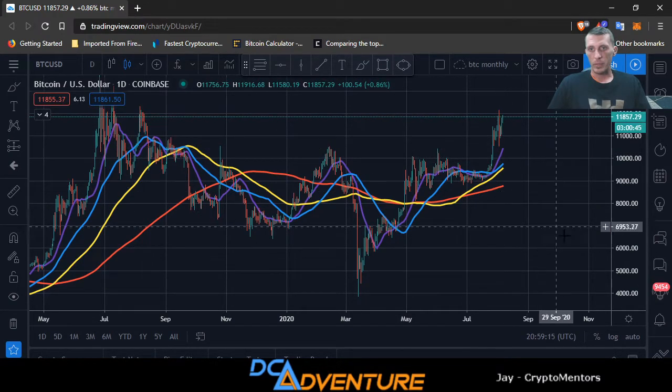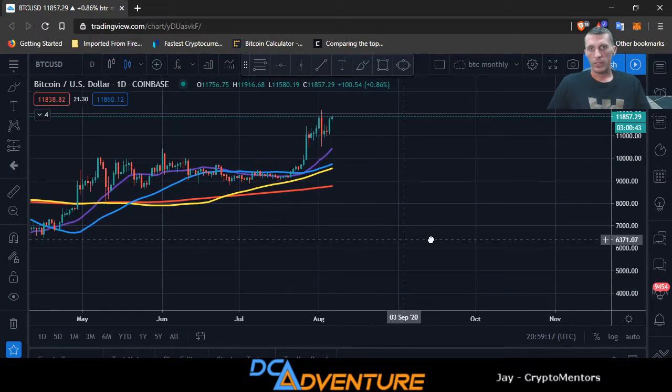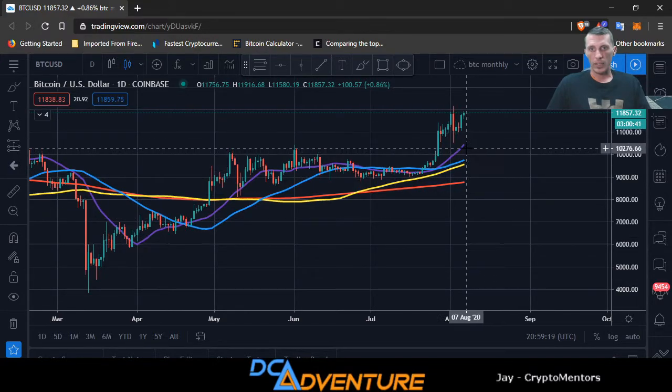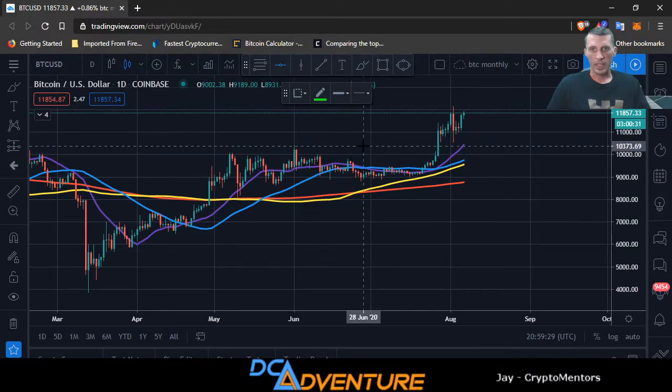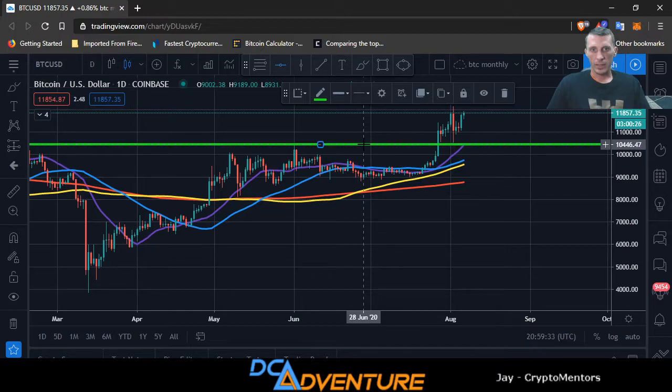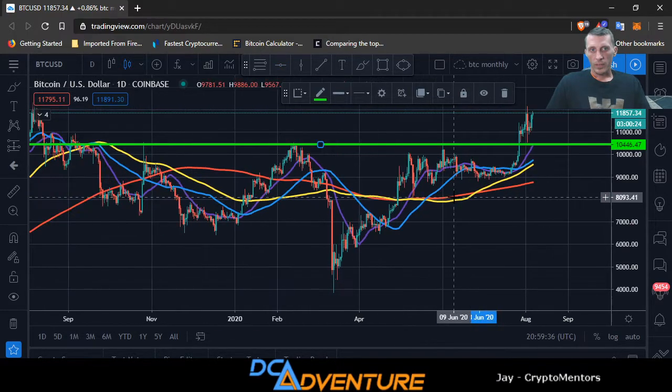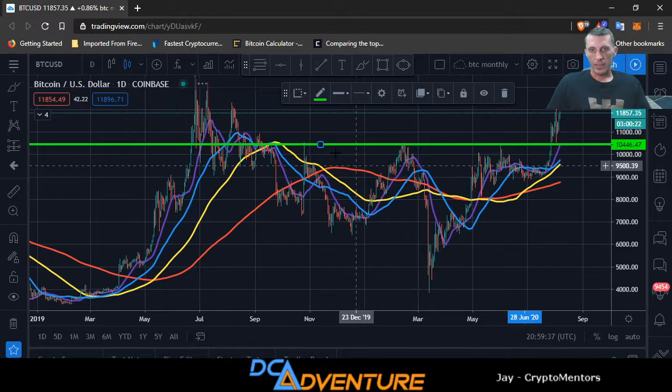And you can see this big stupid red candle right here. It got pretty close to that 21 day moving average, and these moving averages are acting as support right now since we are over top of them. And if you were to draw a support line, look at that. Look how good it lines up, guys.